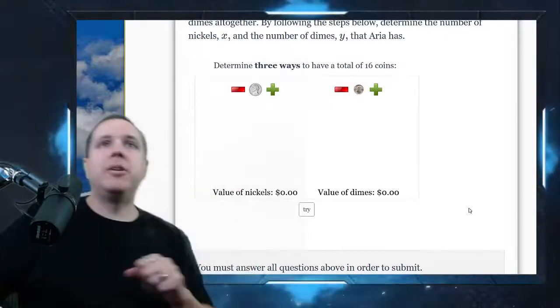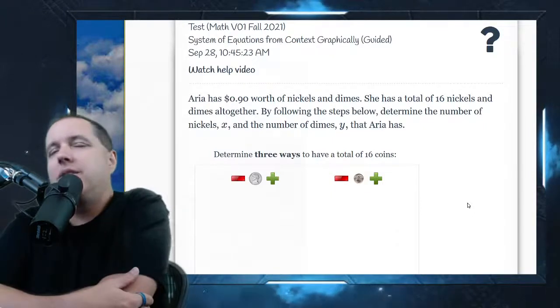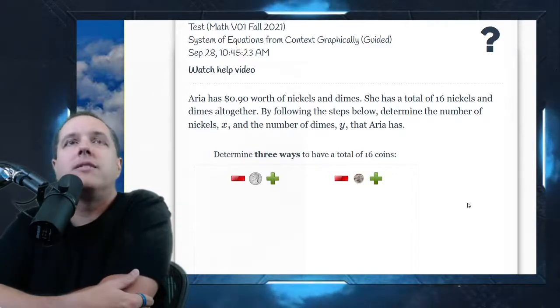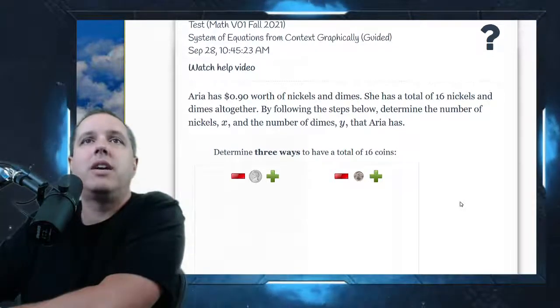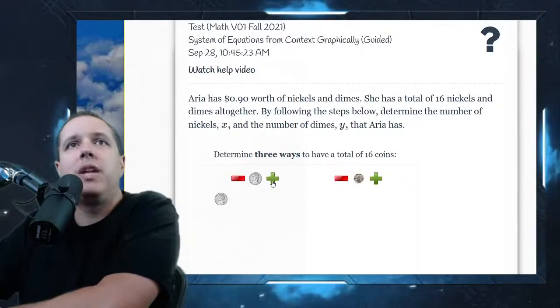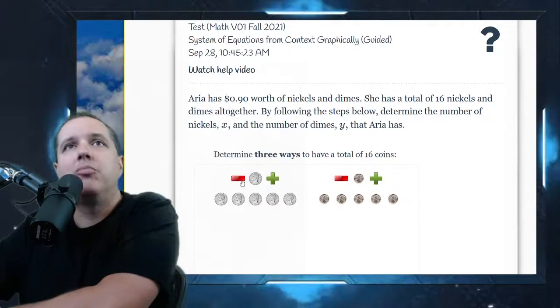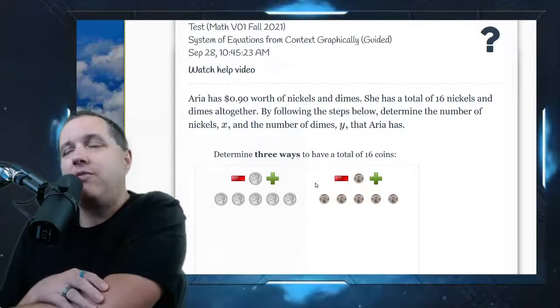Okay, so here's a problem where they just want you to come up with some different combinations. So determine 3 ways to have a total of 16 coins. Right? Aria has 90 cents worth of nickels and dimes. She has a total of 16 nickels and dimes altogether. By following the steps below, determine the number of nickels X and the number of dimes Y that Aria has. So you're just going to play around with this, and it's giving you your total value. You're going to play around with these numbers till you get something that works. So this is kind of like a brute force method, where you're trying to find the right combination.